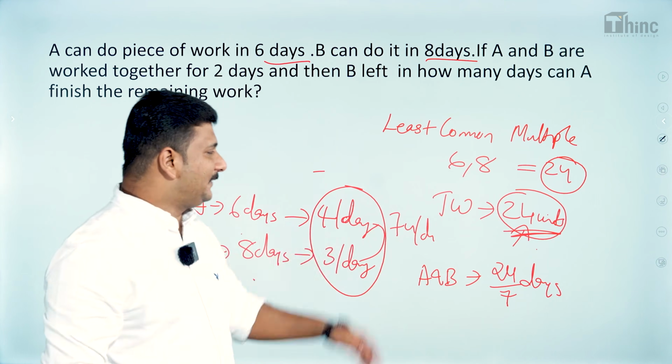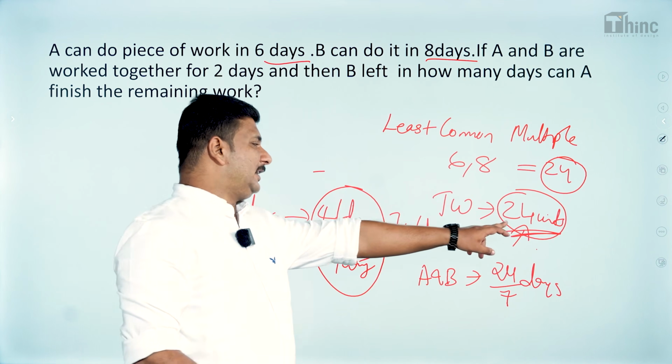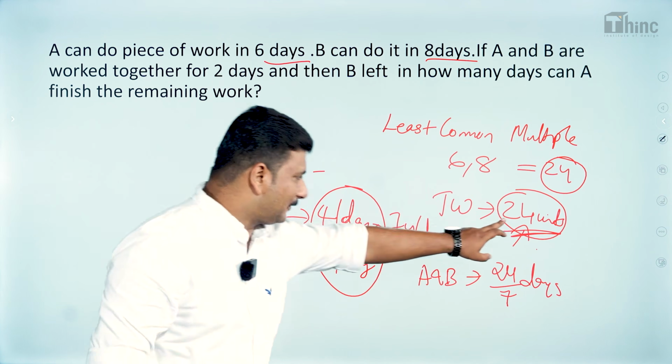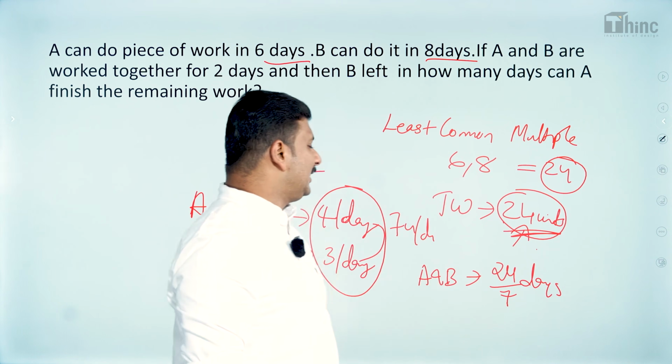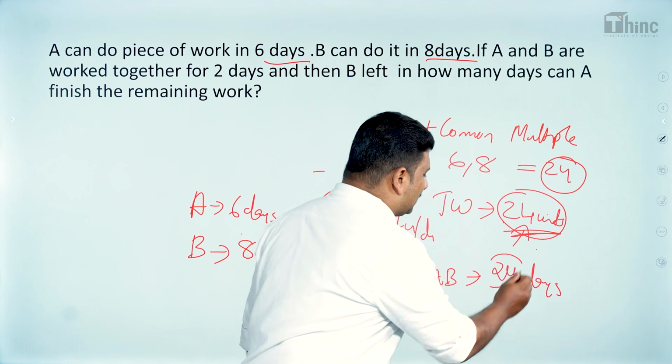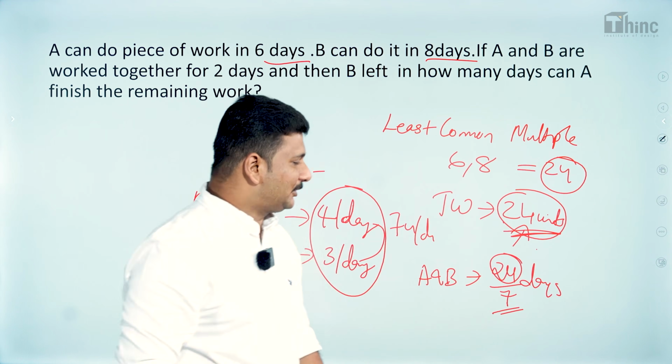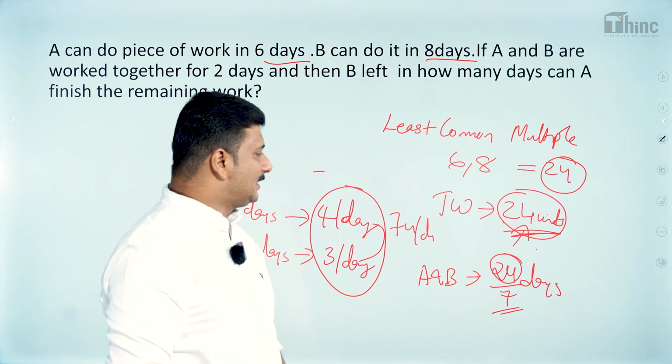So if they work together and finish the entire work, if 24 units is the total work, their contribution is 7 units per day. So 24 units can be done by A and B together in how many days? Total work divided by how many units they can do per day together. So 24 by 7 days will be the correct answer.